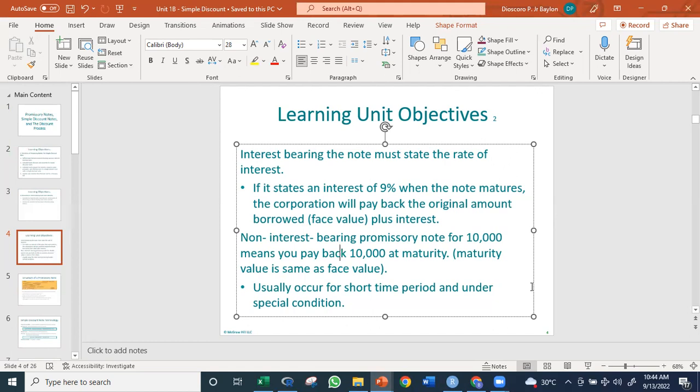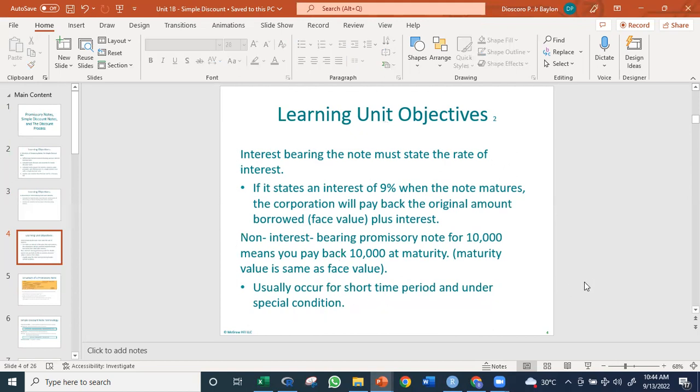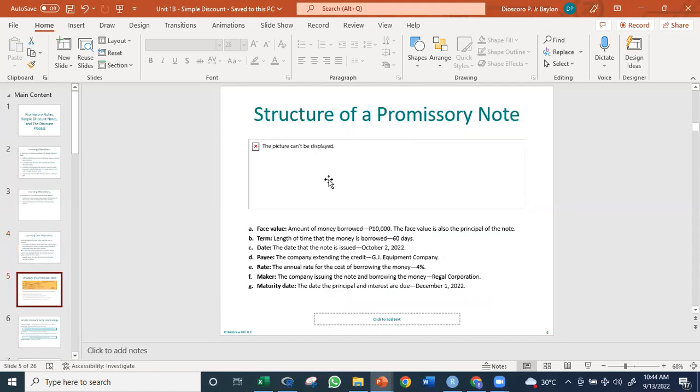So if you borrow 10,000, during the maturity, let's say after 1 year, you pay back just 10,000. Maturity value is the same as the face value. It usually occurs for a short time period and under special conditions, because nobody will lend without an interest. So this is an example. I'm sorry the picture cannot be shown. I have a problem with my PowerPoint.